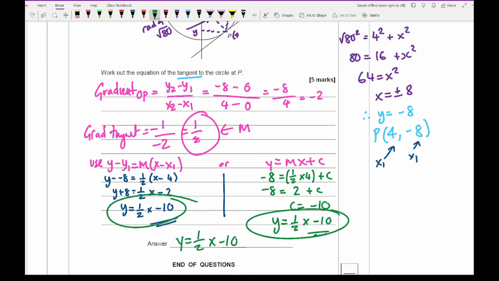If you wrote your answer and got rid of the fraction by writing 2y equals x minus 20, that's absolutely fine. There are loads of different variations you could have for your answer, but as long as it simplifies to y equals a half x minus 10 when you make y the subject, you're good. And that concludes the end of this paper.